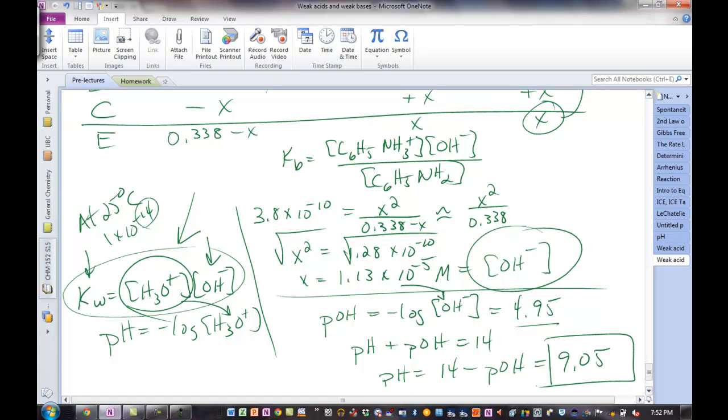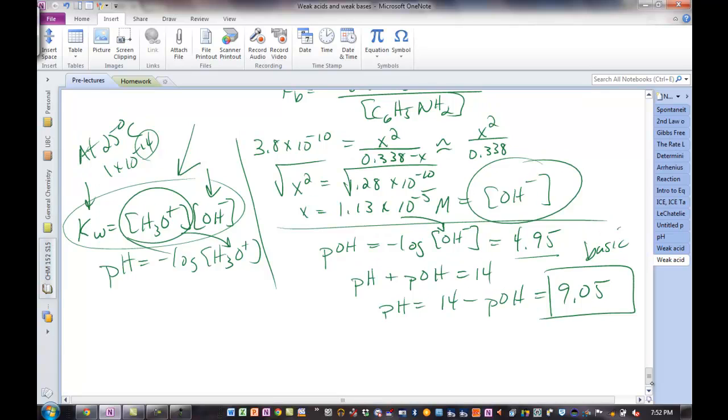Is that what you expect? Is it basic? Yeah, it's greater than 7, so this is basic. That was a weak base. It produced hydroxide. Now it's a pretty darn weak base, so our pH isn't that high. We're going to do some strong base calculations where you have pHs of 13, 14, or greater, potentially. So this is a weak base. We expect a pH of 9 to 10, typically, maybe 9 to 11 for a weak base.